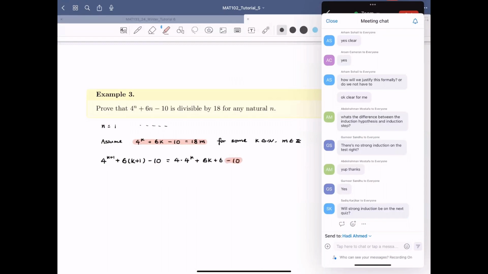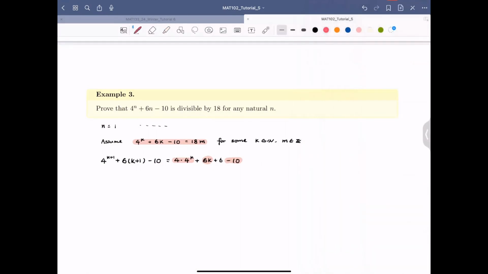So you can see that I have this. I have 6k. But I have 4 copies of 4 to the power of k. So this 4 copies is my problem. There are 2 ways to deal with it. One way is you can write it as 1 plus 3 and use distribution. Then you have a 4 to the power of k, combine with the other terms, maybe it's gonna work, but maybe not. You can give it a try. You'll see that it's not gonna work.